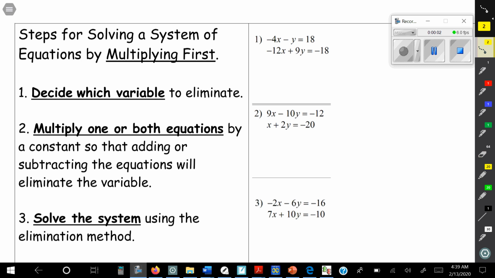Hello, thank you for checking out A1 Math, and today we're looking at the steps for solving a system of equations by multiplying first. Let's take a look.